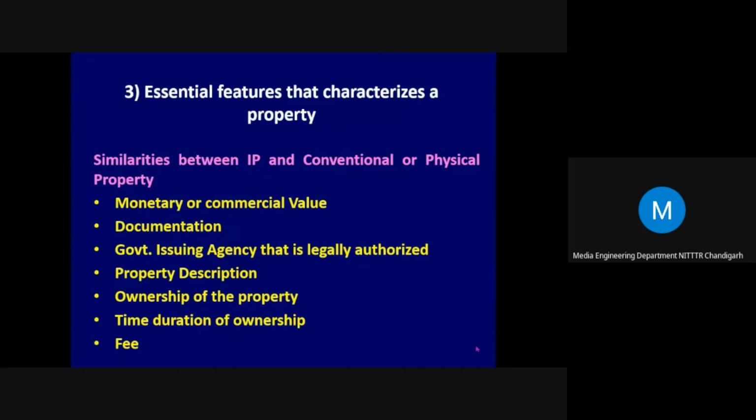And fee also for getting your ownership. For example, if we wish to get the land or house registered in our name, we have to pay revenue, stamp duty, and all. In the same way, you have to pay certain fee in case you file a copyright, trademark, patent, and in some cases those fees have to be perpetual also. After every year, you have to pay the fee for maintaining your ownership.